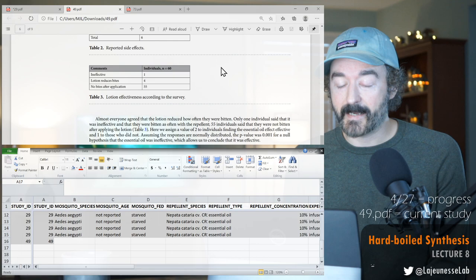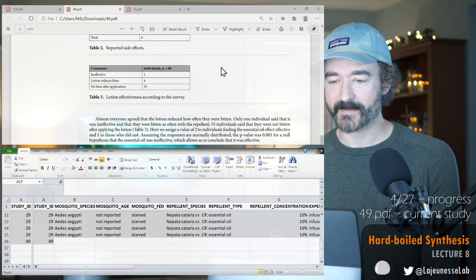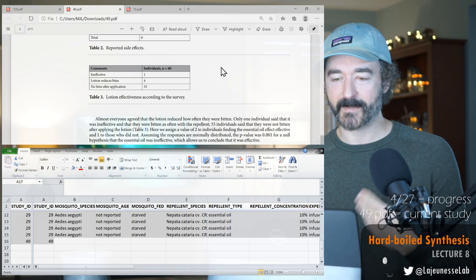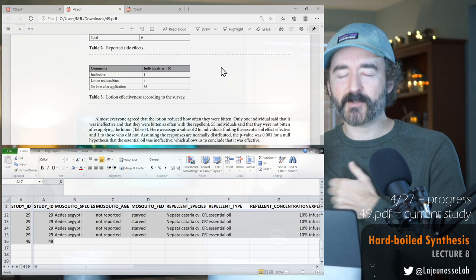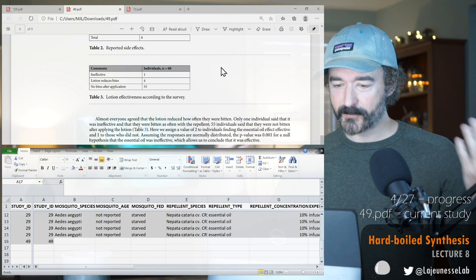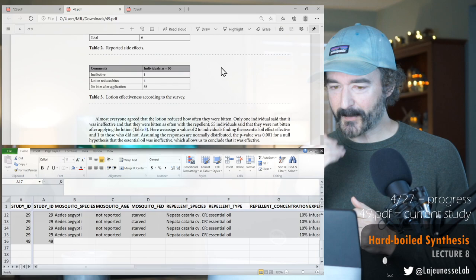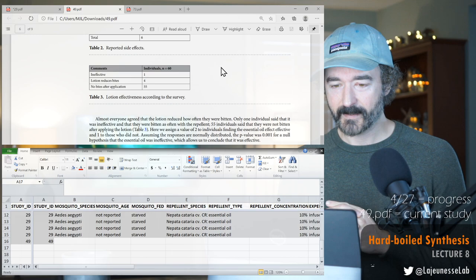I mean, what kind of response outcome is this? This is not a manipulative experiment. They're reporting results of a survey of people applying a lotion. I'm assuming the lotion is infused with catnip. One person said it was ineffective. Four said it reduces bites. And then 55 out of the 60 said they get no bites after application.